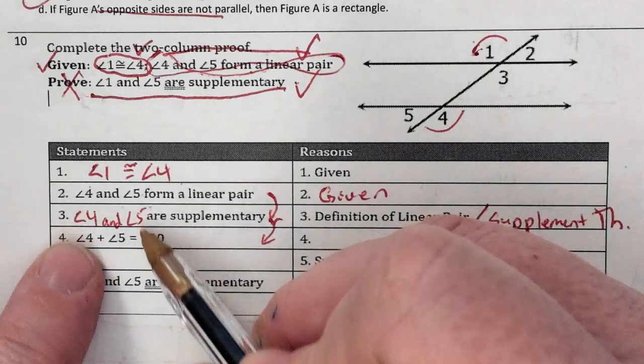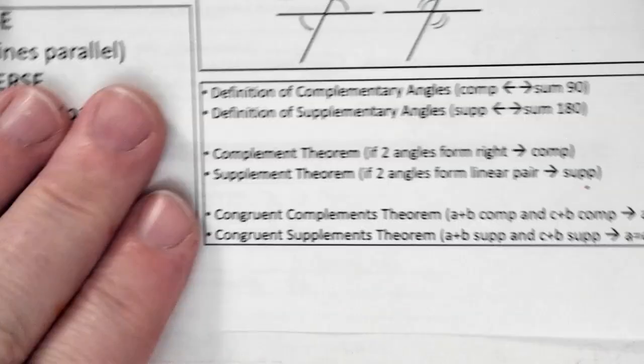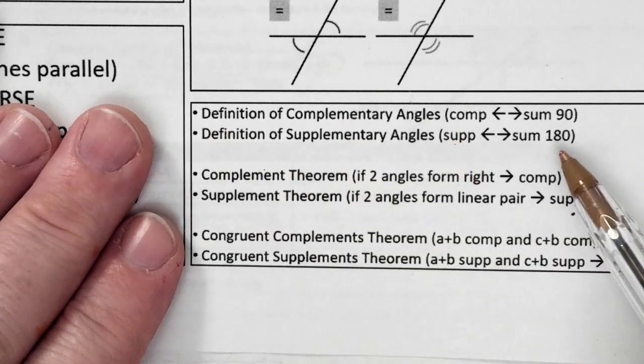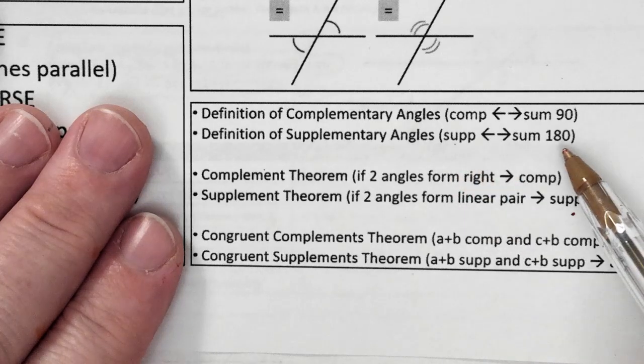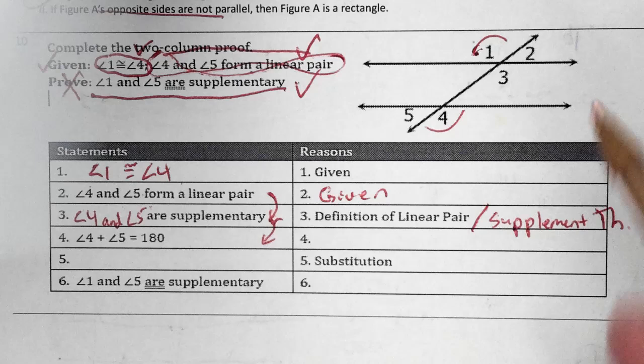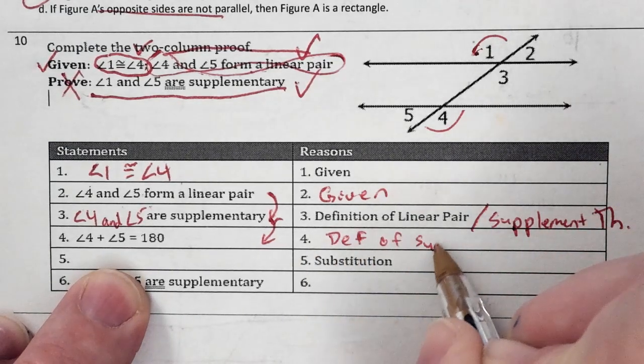See how they were talking about 4 and 5, and now they're saying 4 and 5 add up to 180? Well, let's look at our definitions again. Look at our vocabulary words. So the word supplementary to 180, or 180 is supplementary. That's the definition of supplementary. So that is the definition of supplementary.